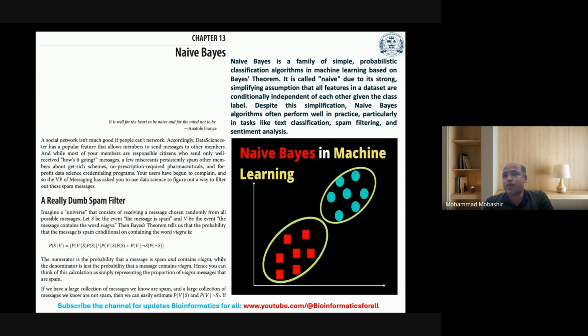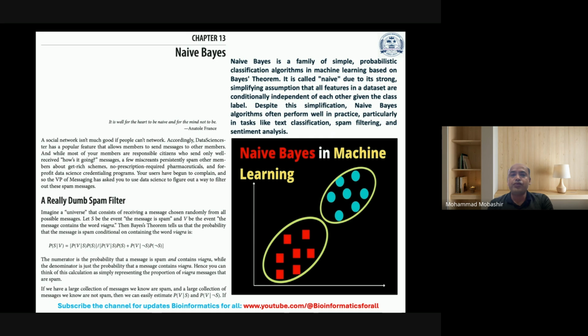Naïve Bayes is one family of simple probabilistic classification algorithms in machine learning based on Bayes theorem. It is called naive due to its strong simplification assumption that all the features in the dataset are conditionally independent of each other given the class labels. Despite this simplification, naive Bayes algorithms often perform well in practice, particularly in tasks like text classification, spam filtering, and sentiment analysis. This is the figure to represent naive Bayes in machine learning, that is for classification.